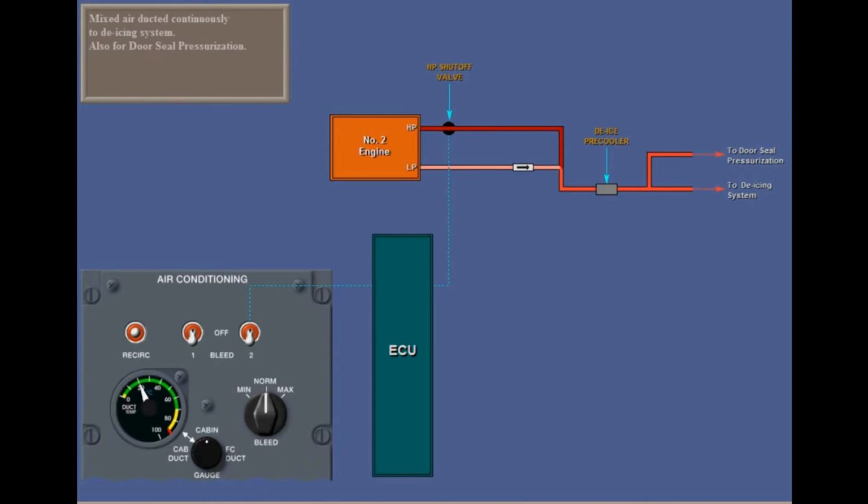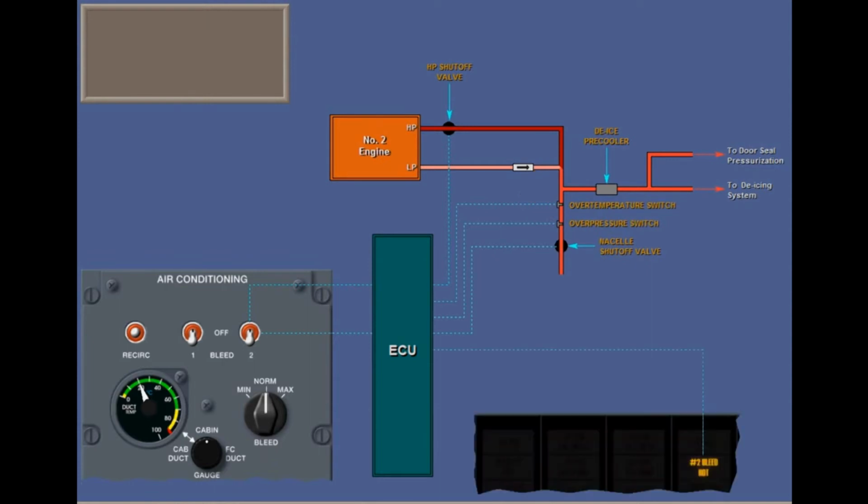The bleed selector switches also signal the ECU to control the opening and closing of nacelle shutoff valves. Pressure and temperature are sensed here and monitored by the ECU. For over-temperature or overpressure or a leak in a duct, the ECU will trigger a bleed hot caution light and will close the nacelle and HP shutoff valves.